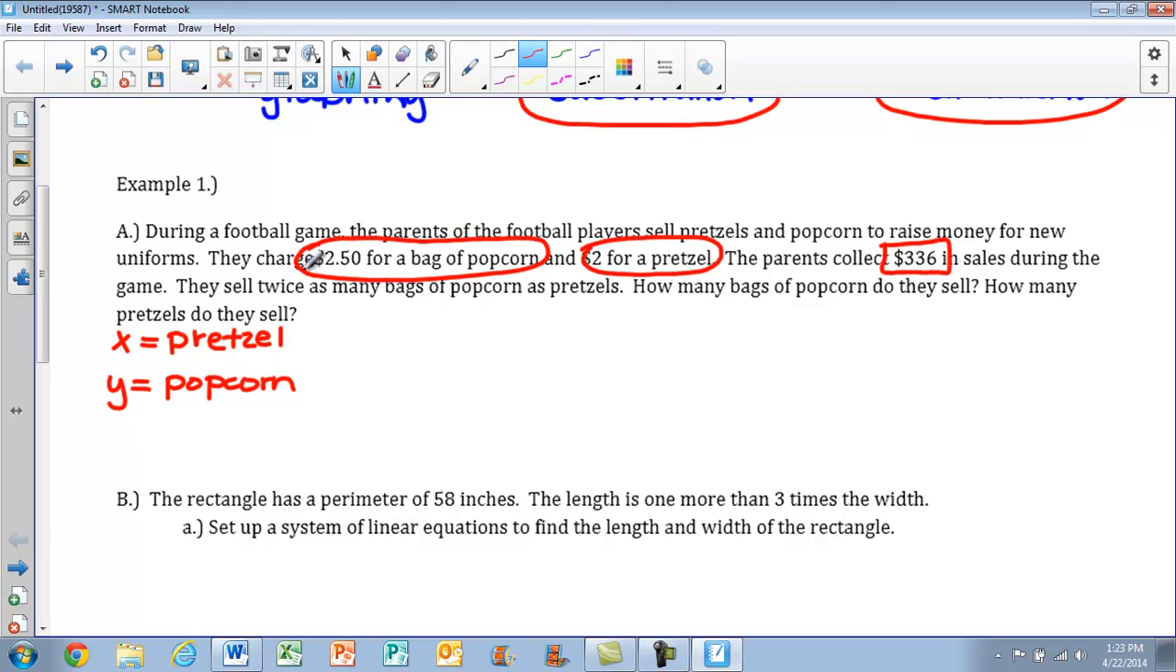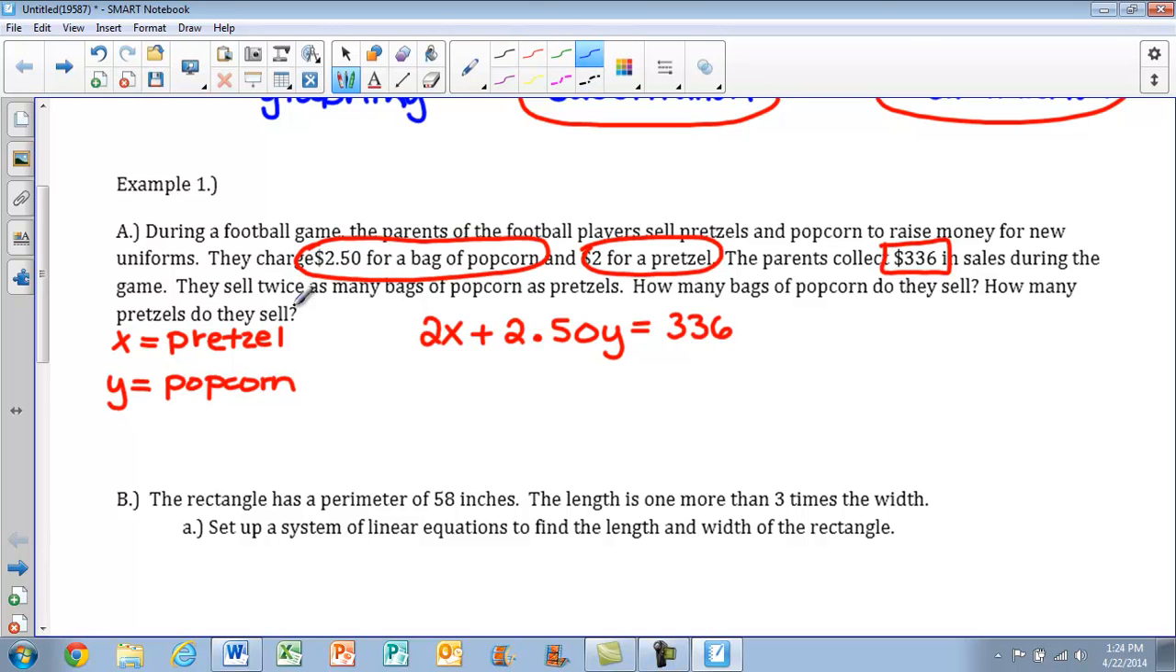So if we go back to the information that's given, it says that it's $2 for each pretzel and $2.50 for each bag of popcorn, and they sold a total of $336. So this is our first equation. We just pulled the information from our problem.